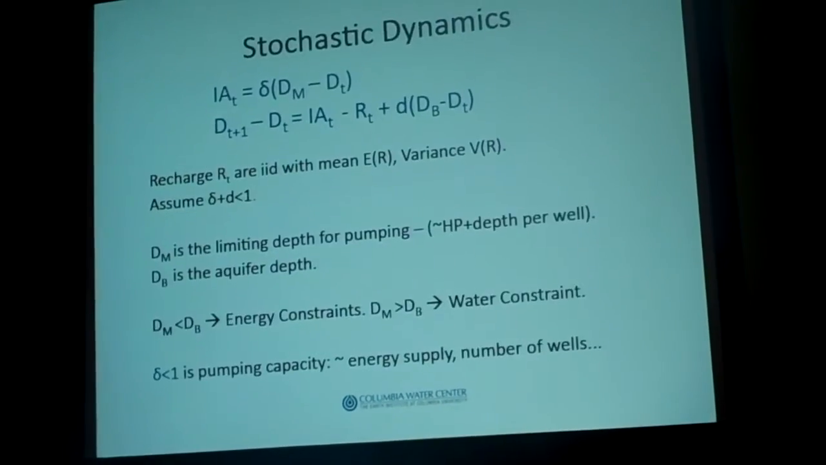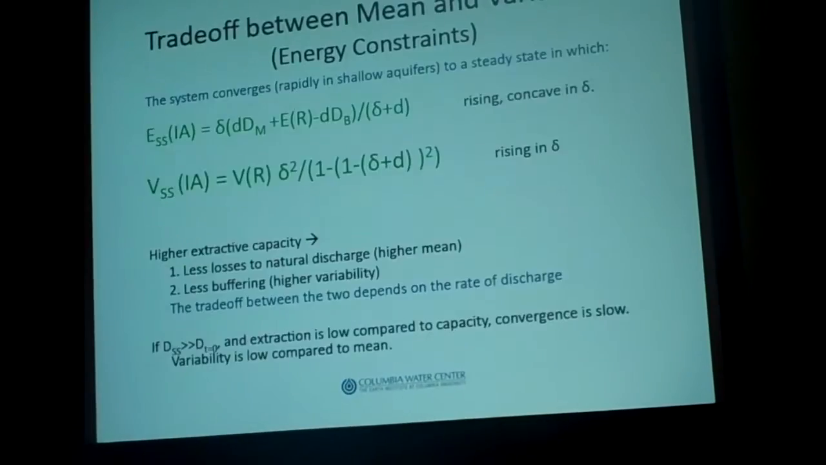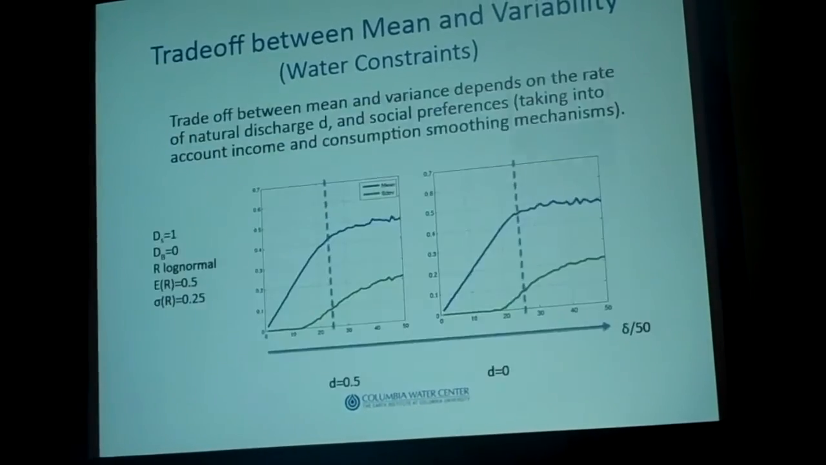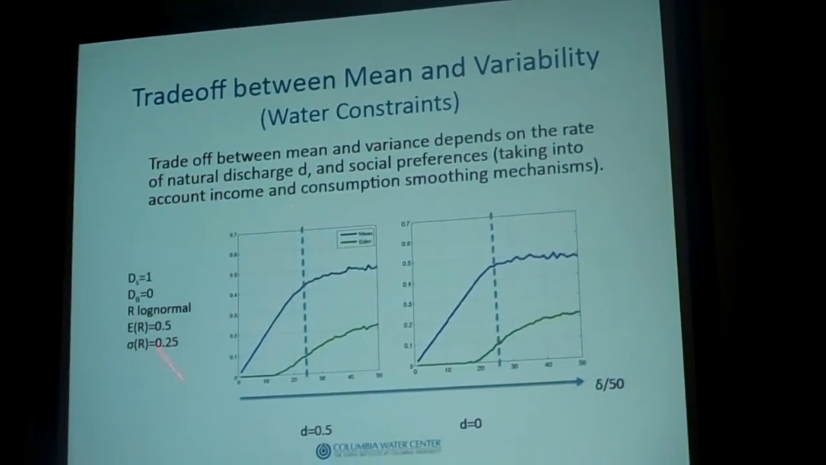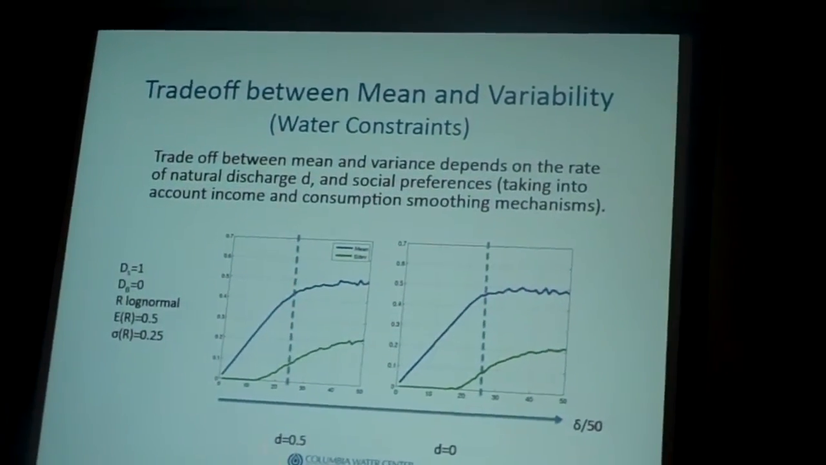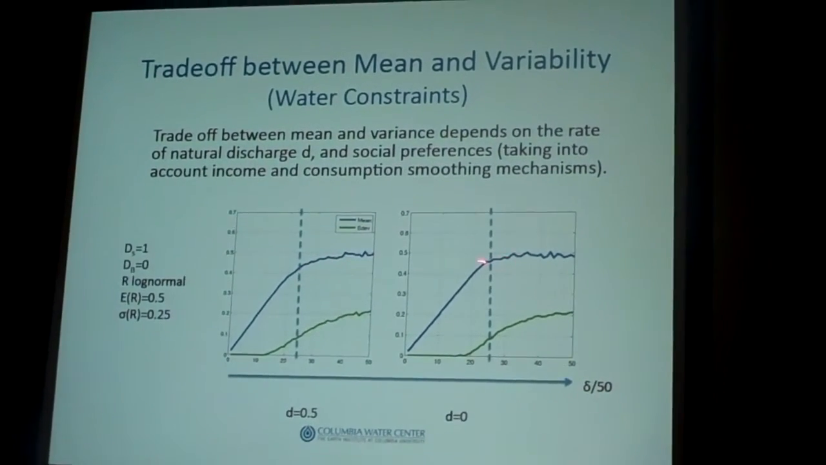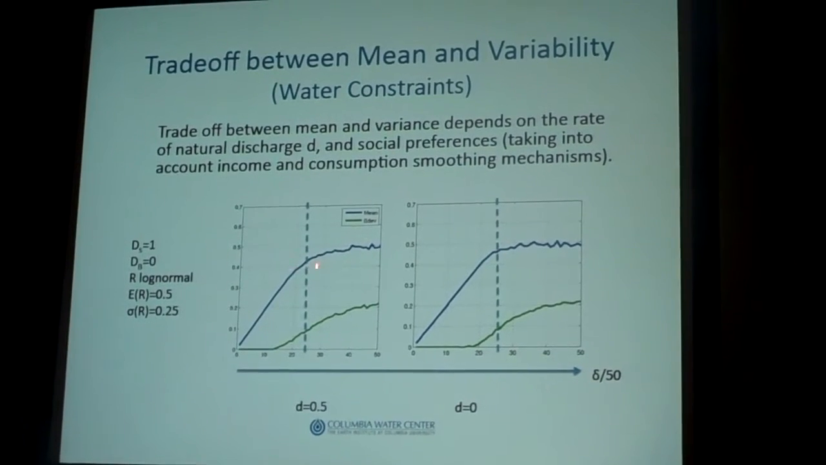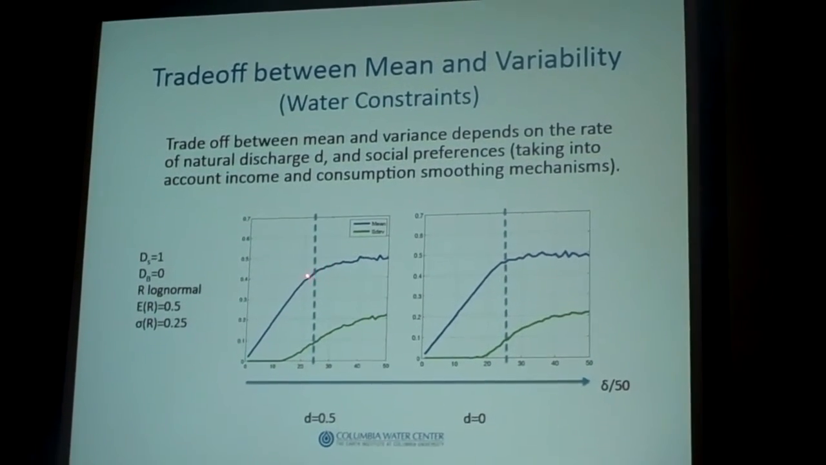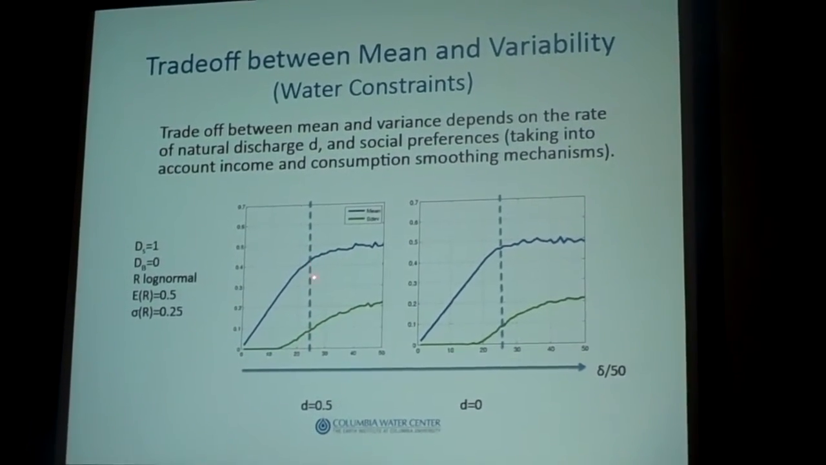But if we go back to here, and now we run the same simulation when there is some natural discharge out of the system, we see that now, I mean, it's maybe not so visible, but you see that the blue line now keeps increasing more after we cross the natural recharge limit.